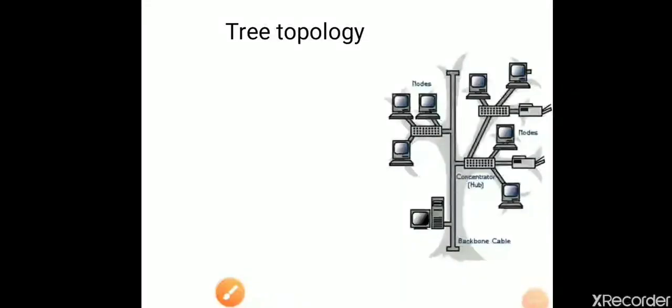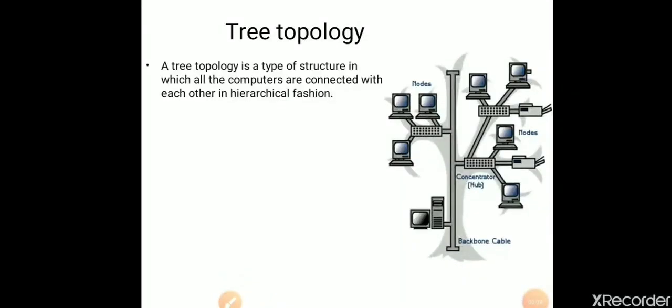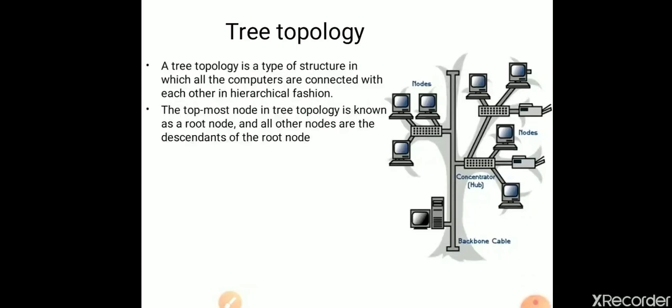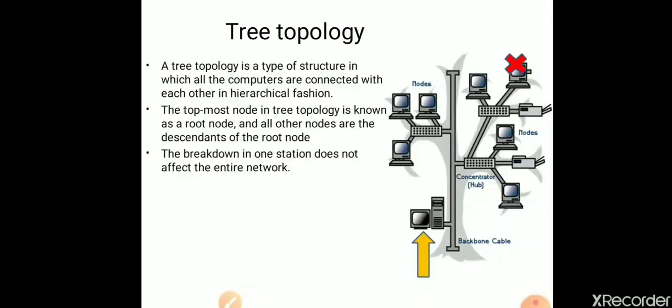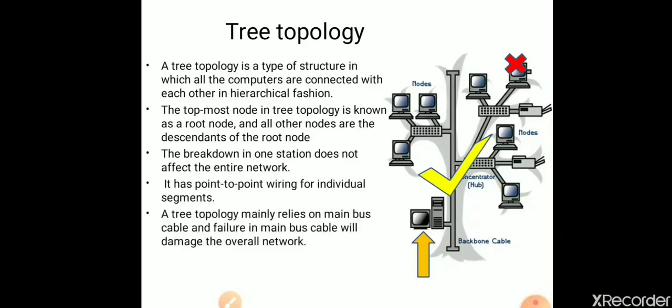Now, tree topology. A tree topology is a type of structure in which all the computers are connected with each other in a hierarchical fashion. The topmost node in tree topology is known as a root node, and all other nodes are the descendants of the root node. The breakdown in one station does not affect the entire network. It has a point-to-point wiring for individual segments.